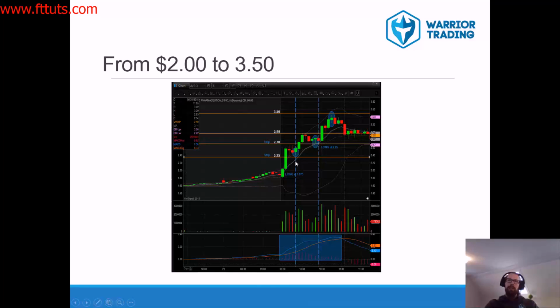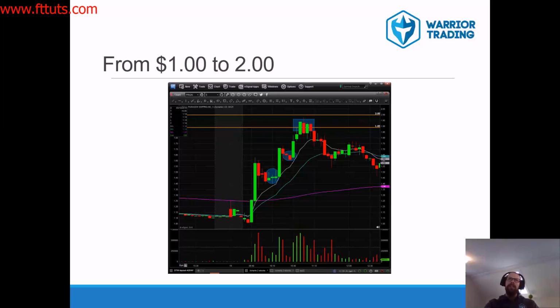All right, so here's a stock that went from $2 to $3.50, giving us easy entries on the pullback. This is a trade that you could have easily made $10 or $15,000 on, and you would have easily been able to get in with 10, 20, 30,000 shares and get out. You have the liquidity. This is a 100% intraday move. All right, here's a stock that went from $1 to $2. Again, a 100% intraday move.